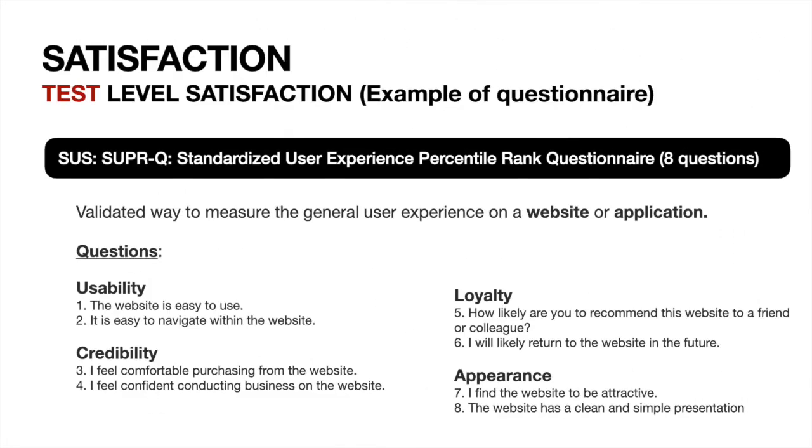Another example is the SUPR-Q questionnaire. This type of questionnaire is more suitable to measure satisfaction on virtual navigation or websites. 8 standard questions cover responses on usability, credibility, loyalty, and appearance.